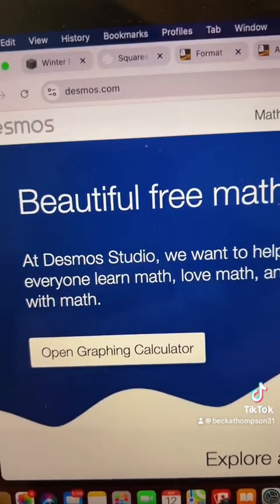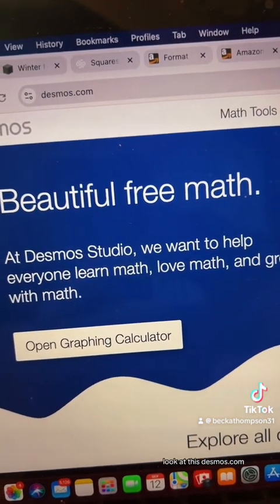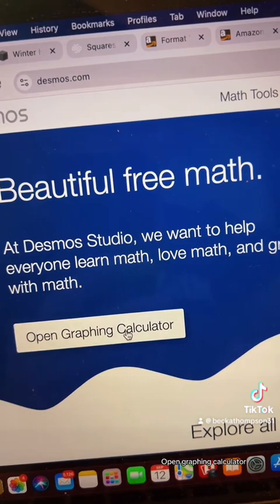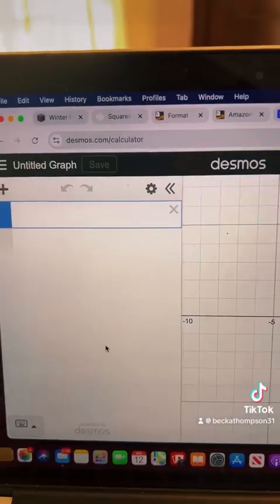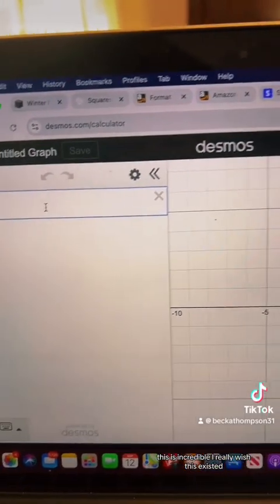I am about to tell you something that I am not getting paid a dime for. If you've watched this so far, great. Desmos.com. What I wouldn't have given for Desmos when I was in school. Look at this. Desmos.com. Open graphing calculator. This is incredible. I really wish this existed.